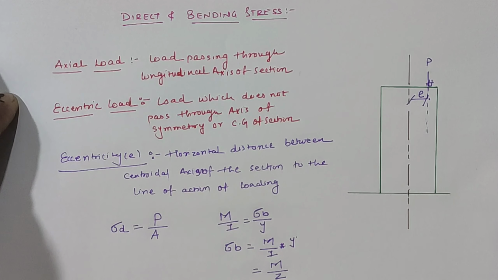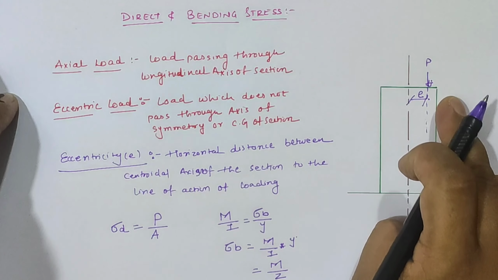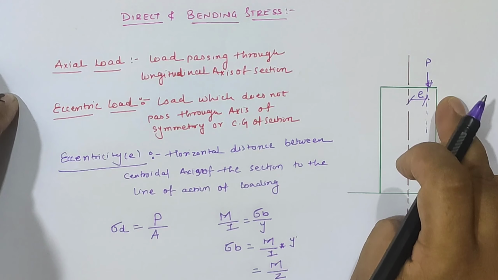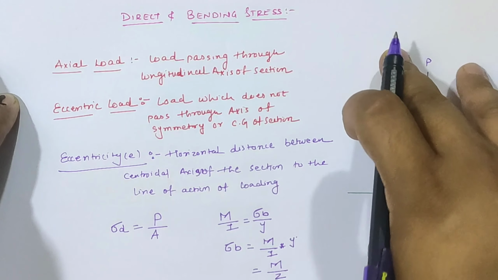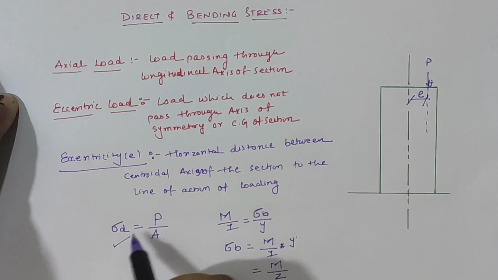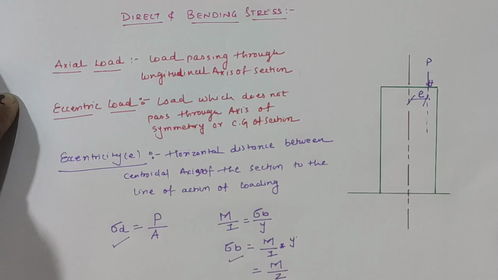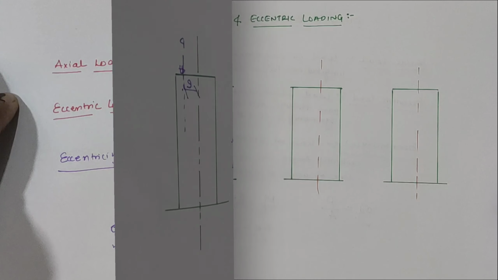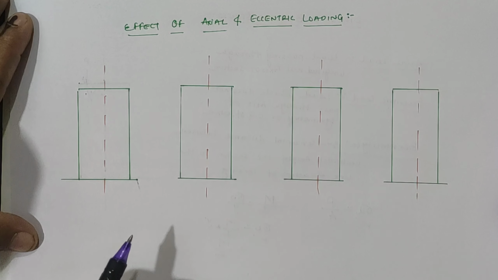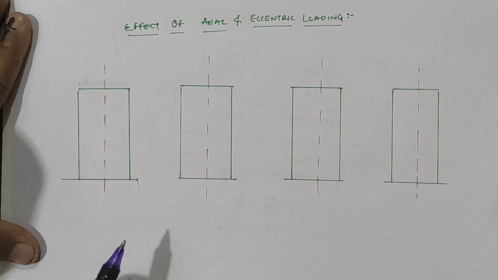So if an eccentric load is given for the given column section, then due to the eccentricity, direct stress as well as bending stress is generated on the column, and we have to calculate both the stresses according to the given condition. Now let us go ahead to the next point, the effect of an axial load as well as the eccentric load on the column.